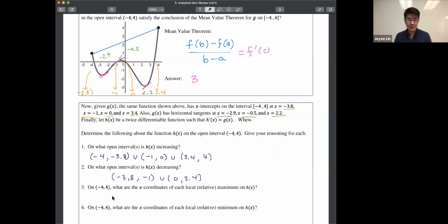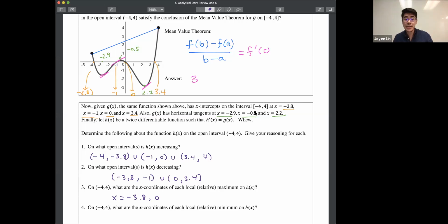Right, so whenever the function is going from increasing to decreasing, right? So whenever the function is going from positive to negative, right? So this answer would be when x is -3.8, right? Because the graph is above the x-axis before it, and when it crosses the x-axis, it's negative after it, and 0.